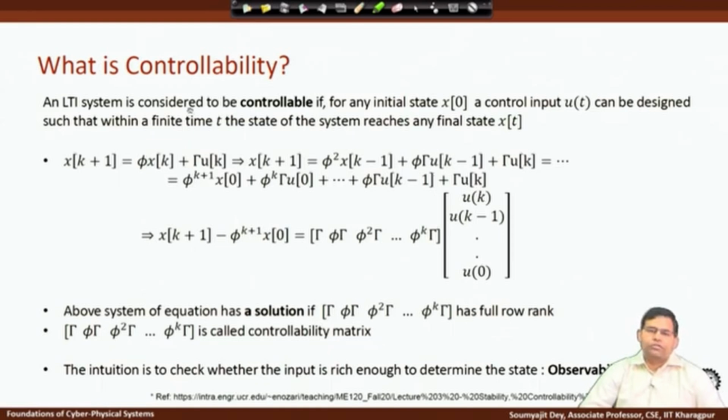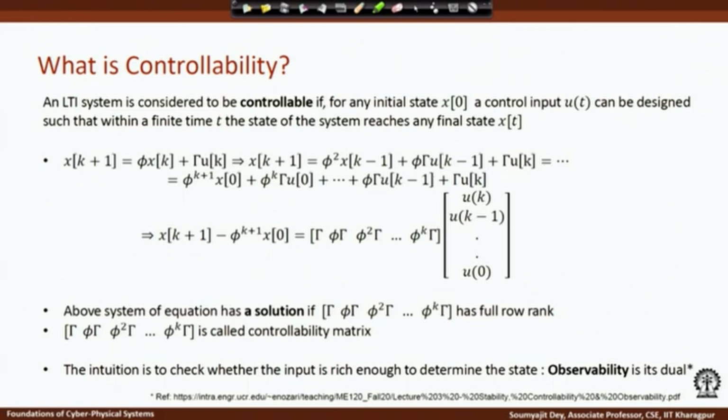The first thing we talked about was controllability in our previous attempt of basic controller design in the continuous domain. Just getting back to that, here also you will need to do the controllability check, but let us also understand what we really mean by controllability. An LTI system will be considered controllable if for any initial state, let us say it is x 0, and there is a control input.